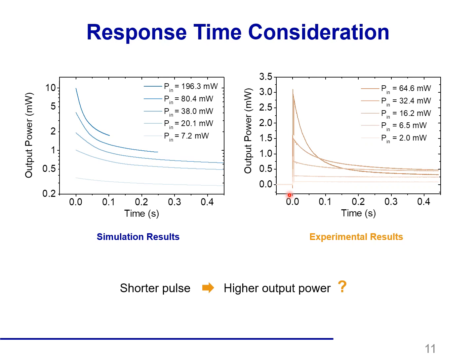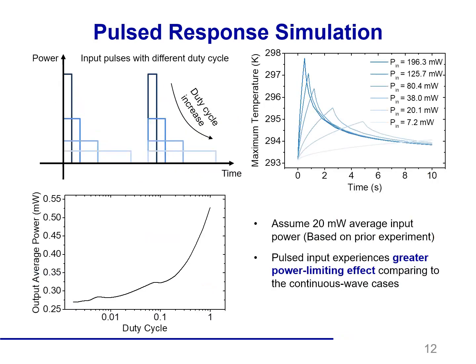So we did further simulation to verify this. Here we consider a series of input pulses with the same average power but different duty cycles. With increasing duty cycle, the peak power decreases to maintain the same average power. This figure shows the maximum temperature inside the power limiter as a function of time. When we increase the peak power, the temperature increases faster, and the power limiter can reach a higher temperature. As a result, shorter pulses actually experience a larger divergence and a greater power limiting effect.